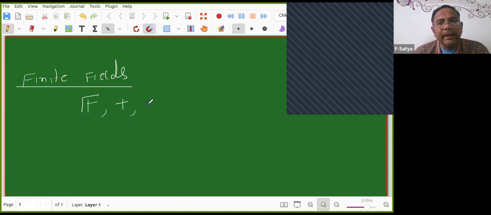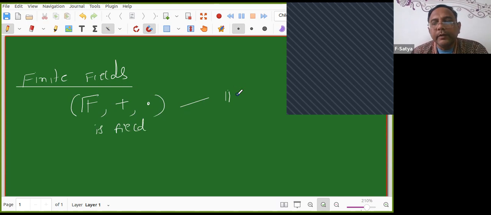A field has two binary operations, plus and dot, right? So somebody tell me the definition first, if it is okay. Otherwise, I'll tell it. F, plus, dot is a field if F plus is an abelian group, right? Is an abelian group.